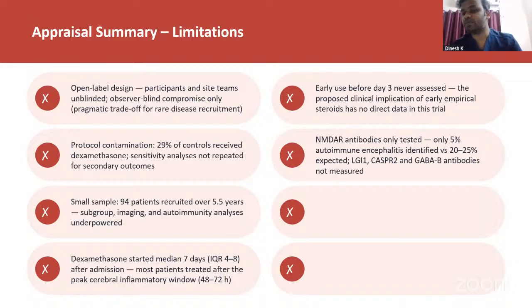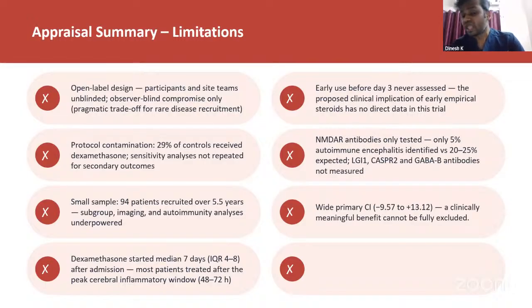Why is this underreported? The reason is they have checked only NMDR, and they checked at 2 weeks and also at 26 weeks. But usually you expect a post-HSV encephalitis at the third week to the 8th week. So either they were too early at 2 weeks, or too late at 26 weeks. That's why they were not able to detect as many cases of autoimmune encephalitis. This also we have to keep in mind.